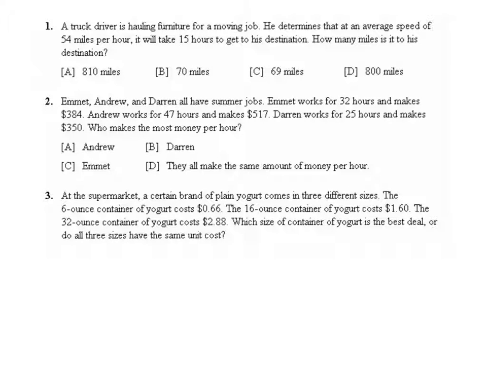In this video, I'm going to show some examples of word problems that involve unit rates. Question 1 says a truck driver is hauling furniture for a moving job. He determines that at an average speed of 54 miles per hour, it will take 15 hours to get to his destination. How many miles is it to his destination?